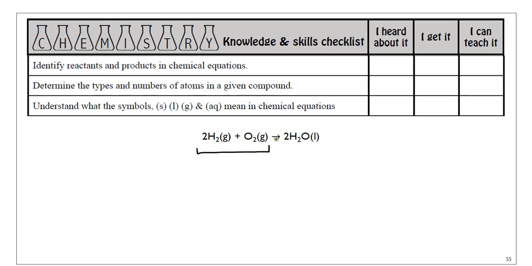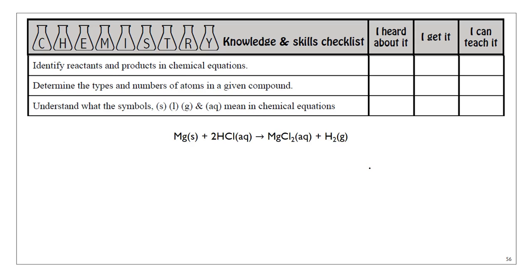If you look at a chemical equation, you need to know where the arrow is. This is the arrow. Anything on the left hand side of the arrow will be the reactants, so what you start off with, and anything on the right hand side of the arrow, so the arrow is always pointing towards the product. In this case, this is the product, which is what you end up with. So that's identification of reactants and products.